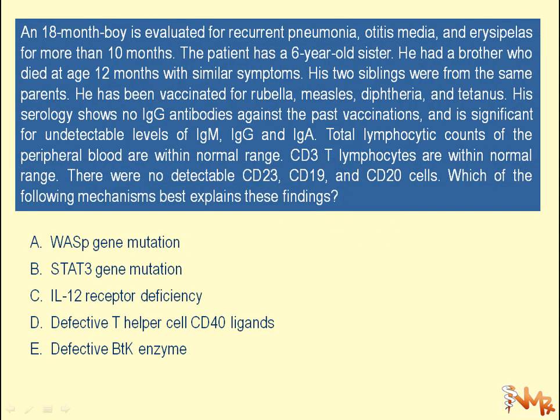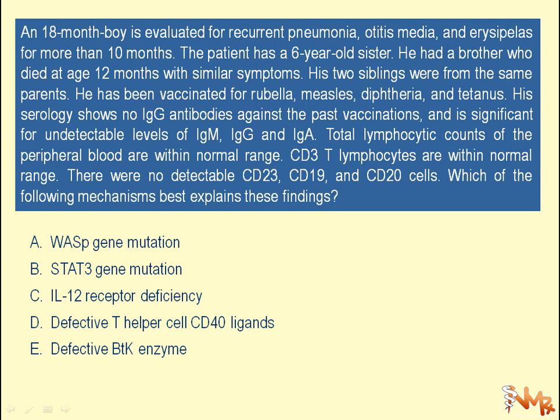Let's begin with a starter case scenario. An 18-month-old boy is evaluated for recurrent pneumonia, otitis media, and erysipelas for more than 10 months. The patient has a 6-year-old sister. He had a brother who died at age 12 months with similar symptoms. His 2 siblings were from the same parents. He has been vaccinated for rubella, measles, diphtheria, and tetanus.